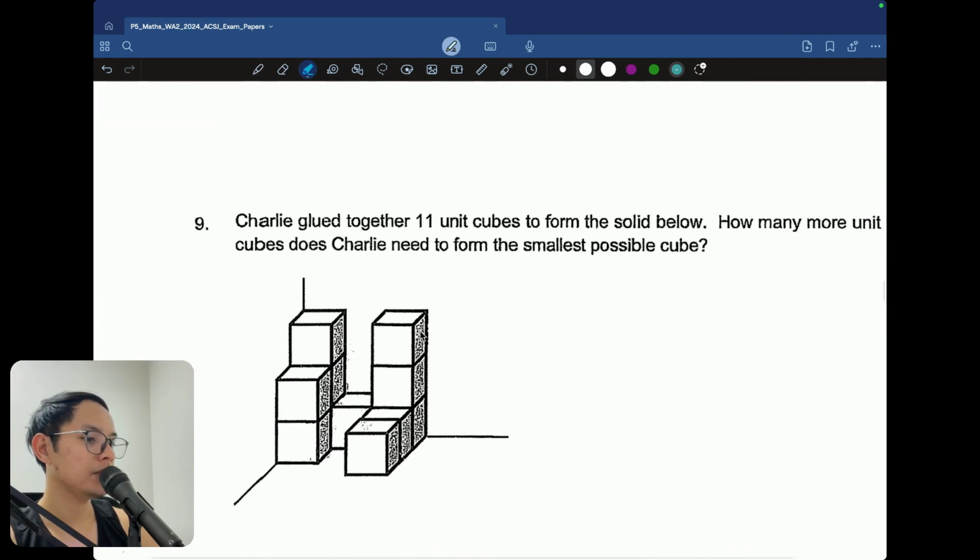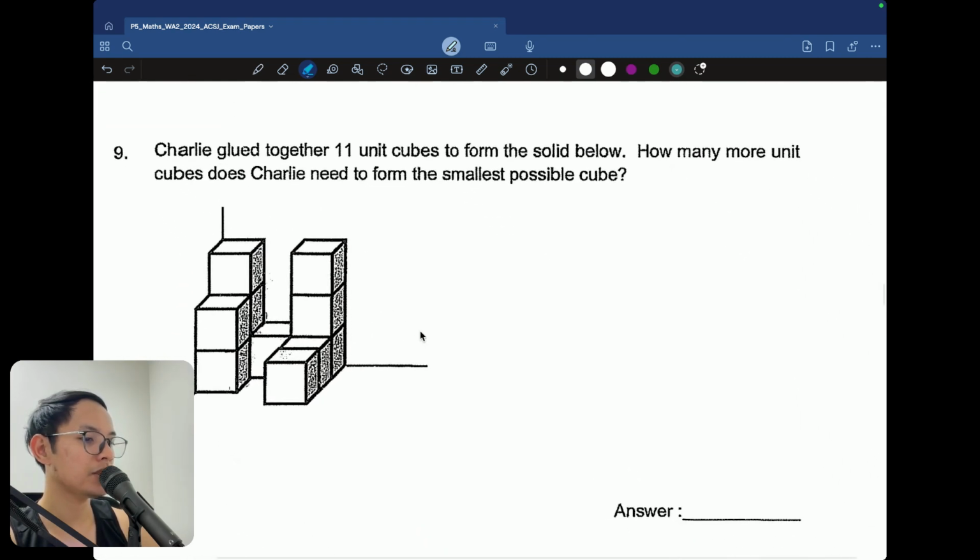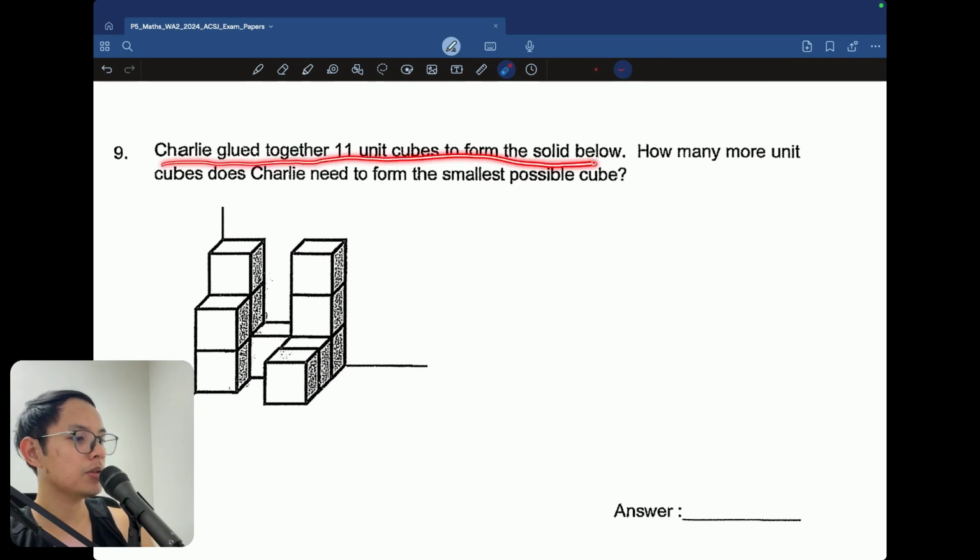So now let's move on to the next question. Question 9 says Charlie glued together 11 unit cubes to form the solid below. How many more unit cubes does Charlie need to form the smallest possible cube?